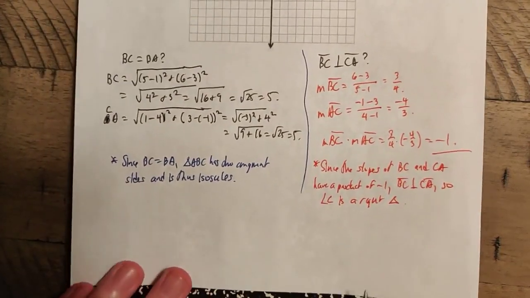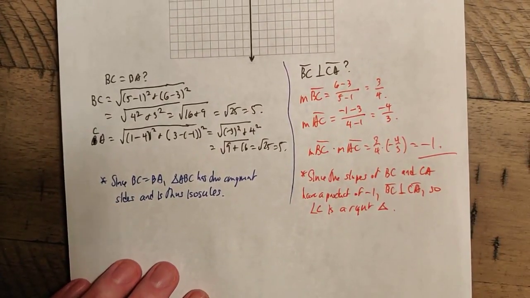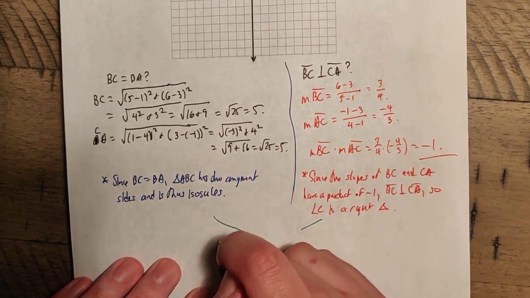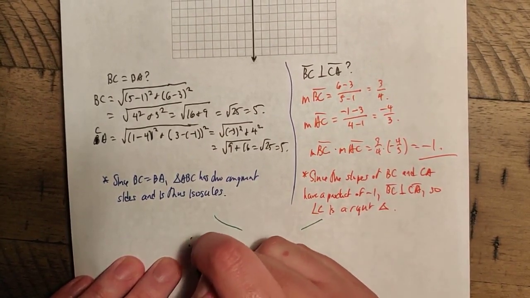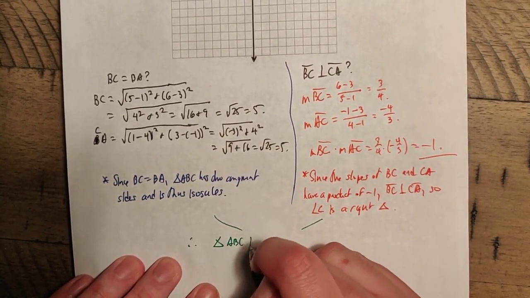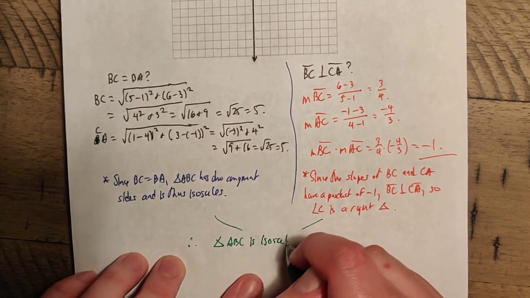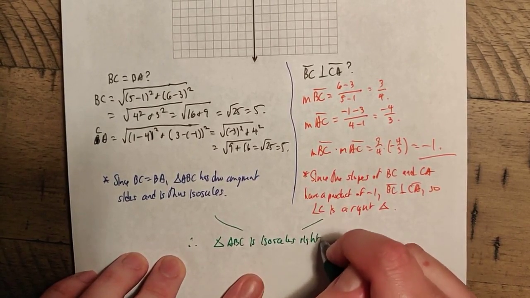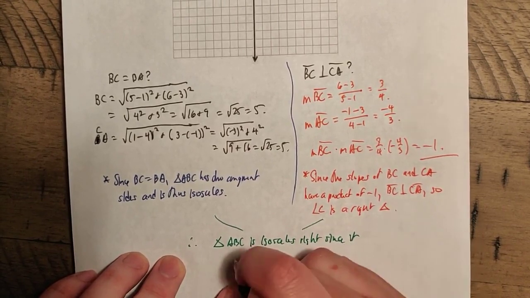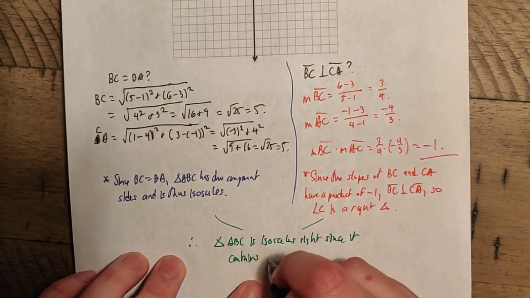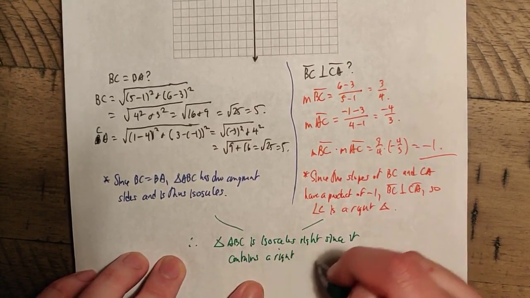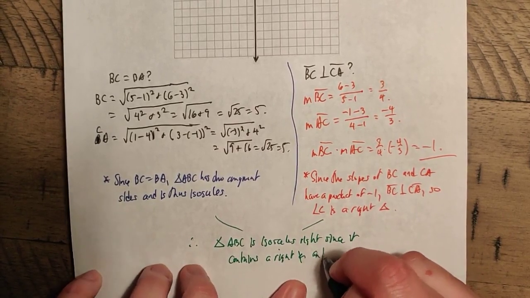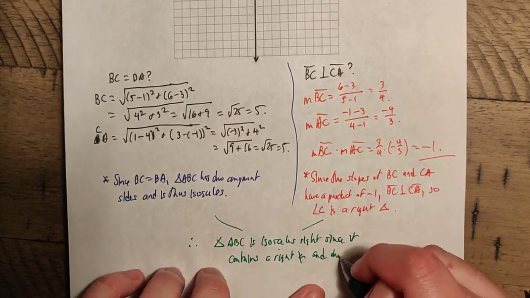Now in this situation, this allows us to conclude that both of these together, therefore, triangle ABC is isosceles right, since it contains a right angle and two congruent sides.